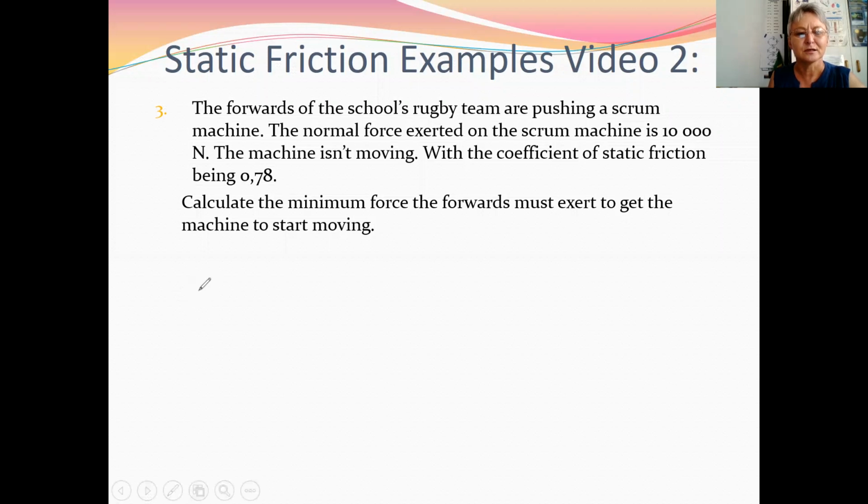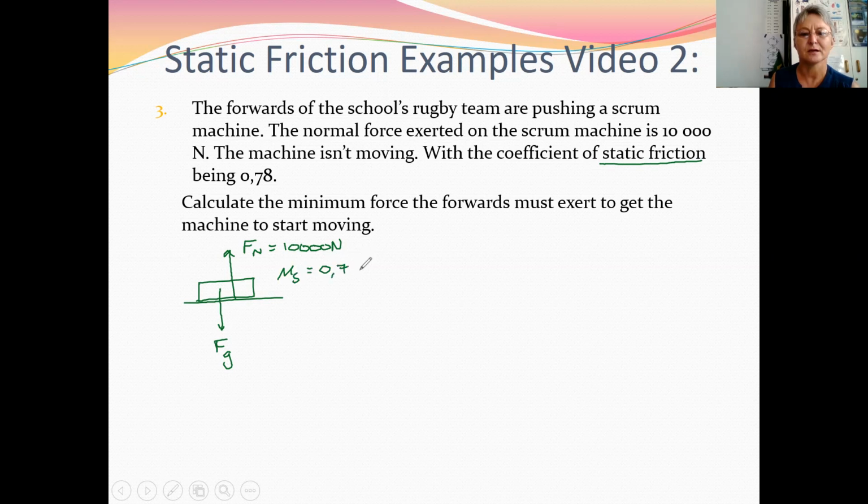So let us just draw the situation again. So here we have, there is a weight acting on the block. There is a normal force, and they say that the normal force is 10,000 newtons. The machine isn't moving, so you are in a static friction situation, and mu s is 0.78. That's the ratio between the frictional force, maximum frictional force, and the normal force.